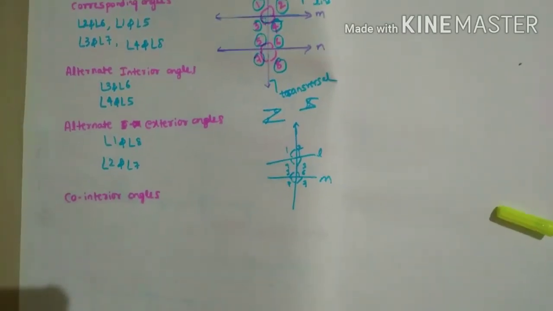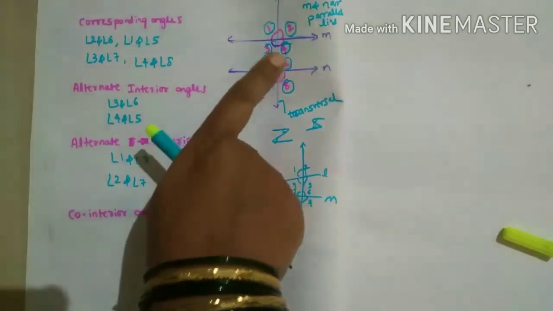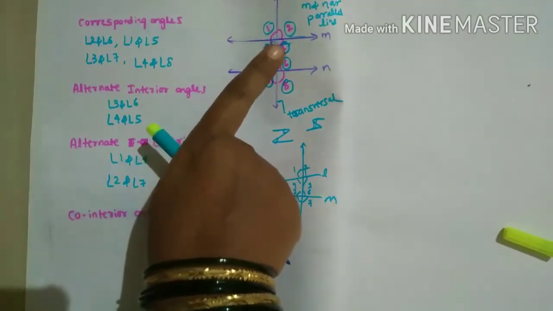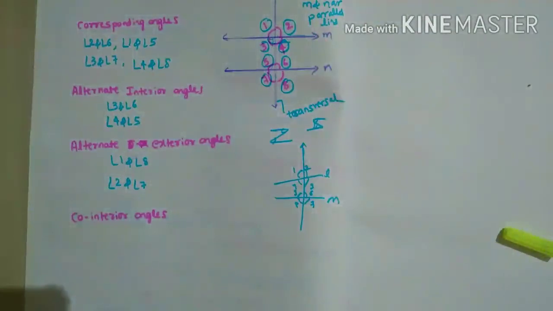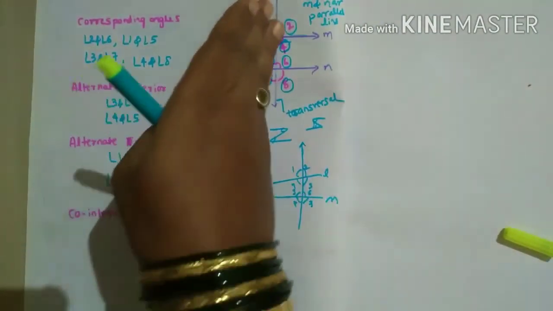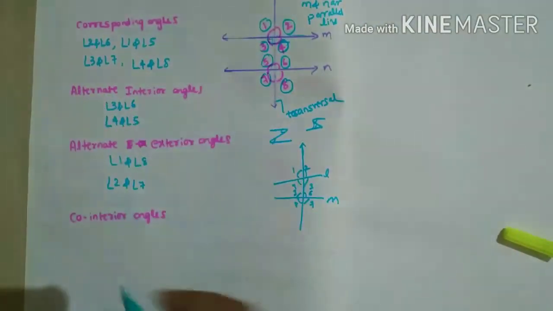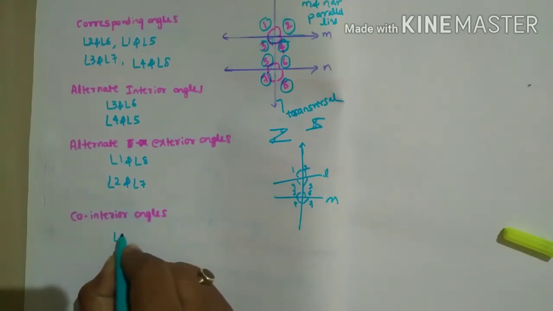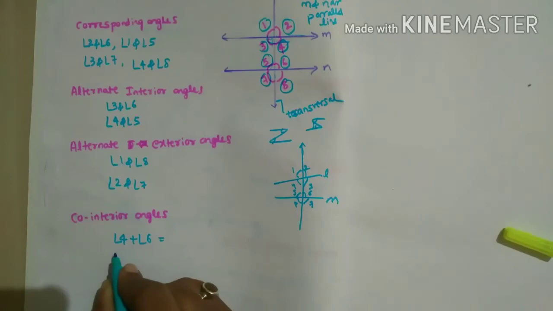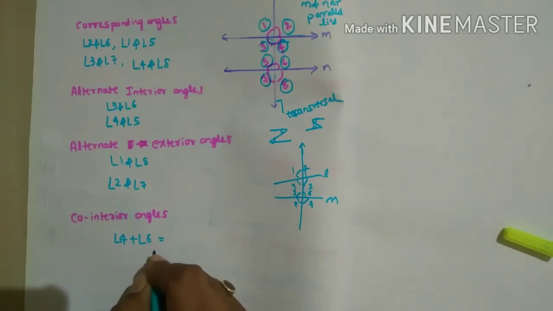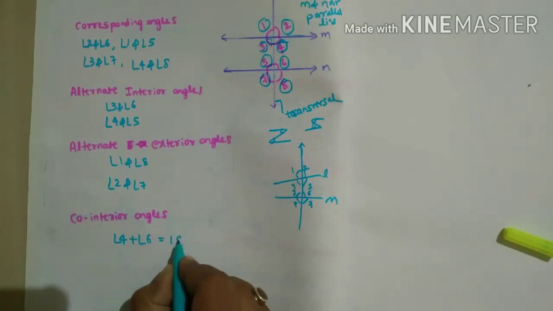And the last one is co-interior angles. Co means same, interior means inside, so same side of the transversal and inside the parallel lines. Here 4 and 6 are on the same side of the transversal. Angle 4 and angle 6 are called co-interior angles, and angle 4 plus angle 6 will be equal to 180 degrees.